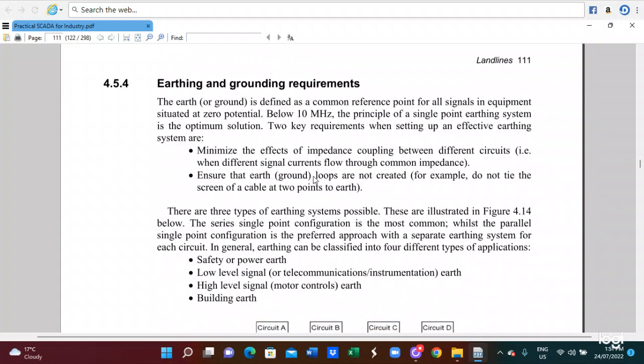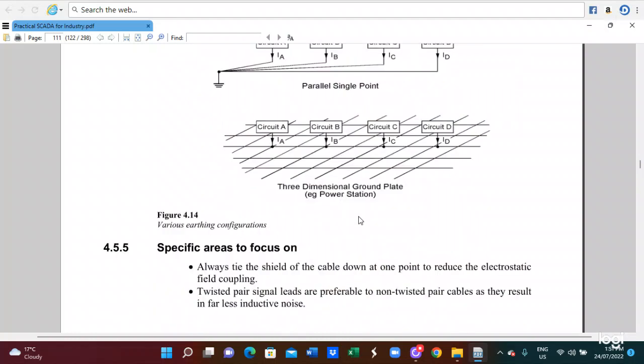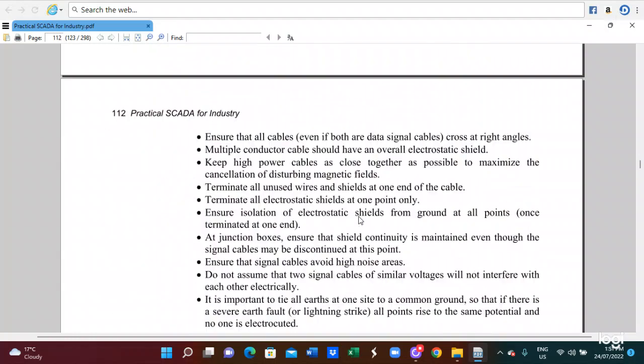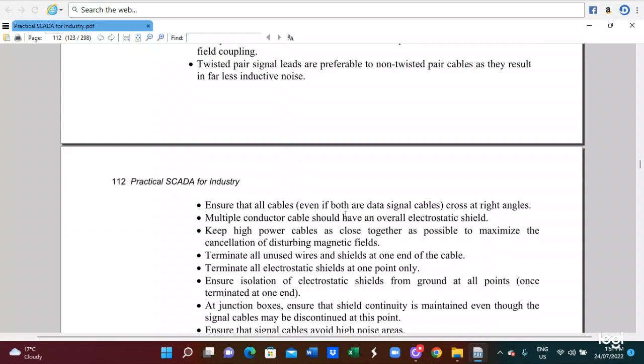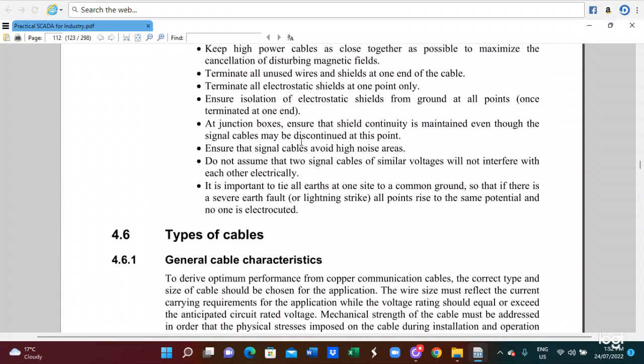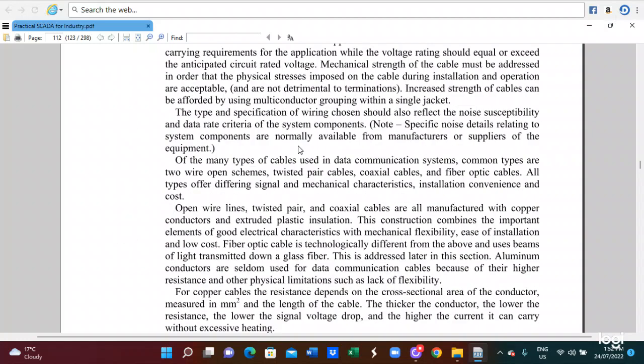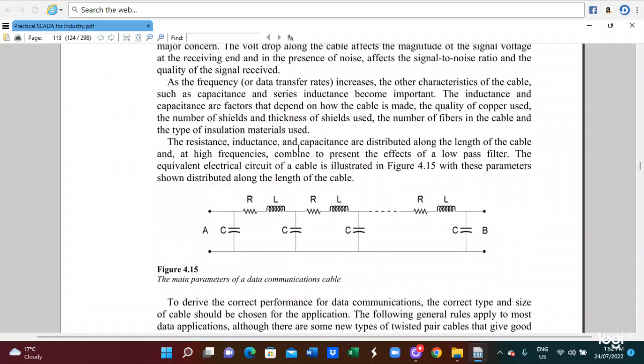Also, the other governing requirements for the cable. So this is the arrangement of the single circuit and parallel circuit, and the arrangement of the grounding requirement. Also, specific areas to focus on for how the user cable is used. So this is a cable method. In the cable method you have to read through how the cable can be arranged. This is the type of the cable. In the cable analysis, you have to read through.